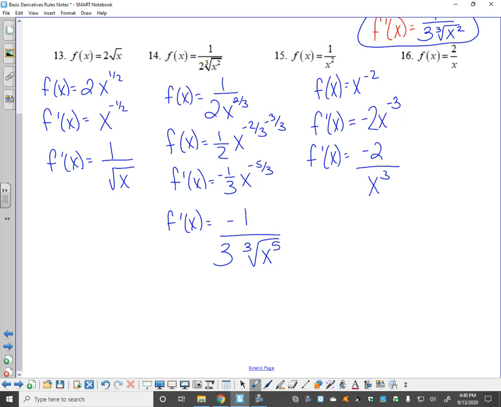Okay, again, number 16, a little prep work. Okay, now the calculus. Bring the power down and subtract 1 from my power. Could leave it like that, or could simplify it or clean it up a little bit.